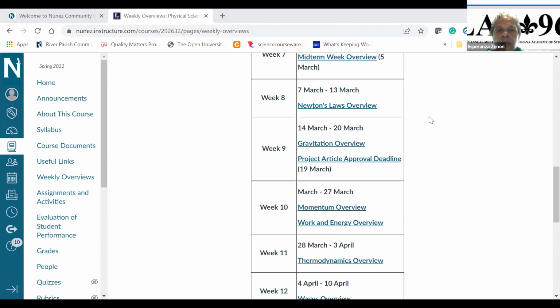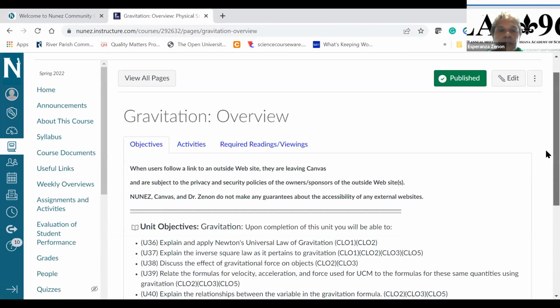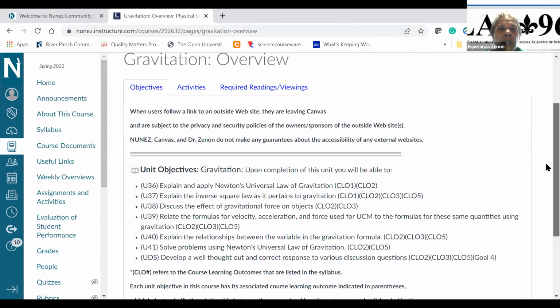All right, so since I don't have any questions on the project article approval, let's go ahead and get into this week's material. So this week we're continuing to look at laws that have been credited to Isaac Newton. We looked at last week his laws of motion. And so this week we're going to look at another law by Newton, and that is the universal law of gravitation.